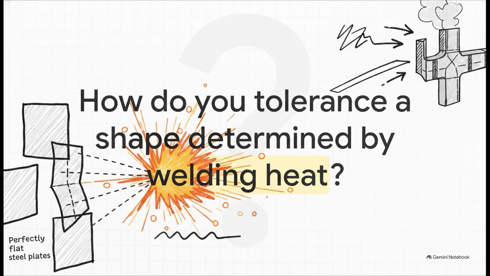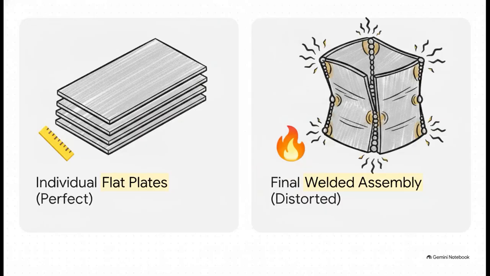Picture a massive fabricated weldment. You start with perfectly flat steel plates tacked together exactly to your specifications. But the exact moment you apply the intense, concentrated heat required to actually weld those plates together, the metal undergoes massive thermal expansion and contraction. And that creates a serious challenge for anyone used to machining solid, rigid blocks.